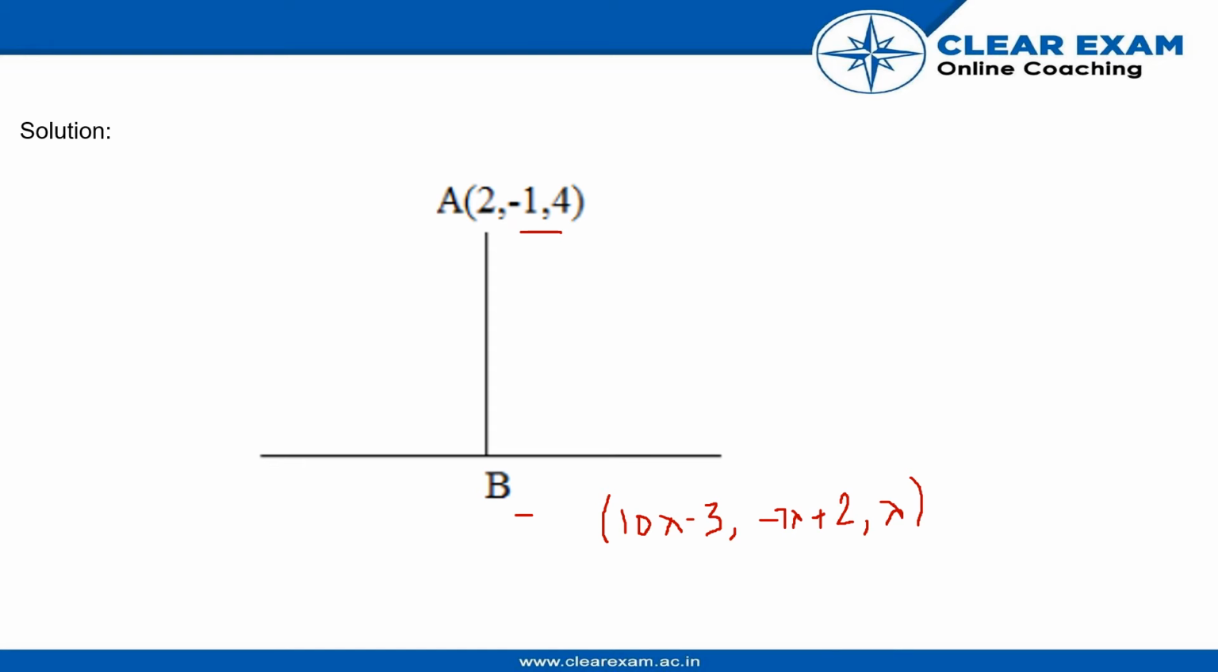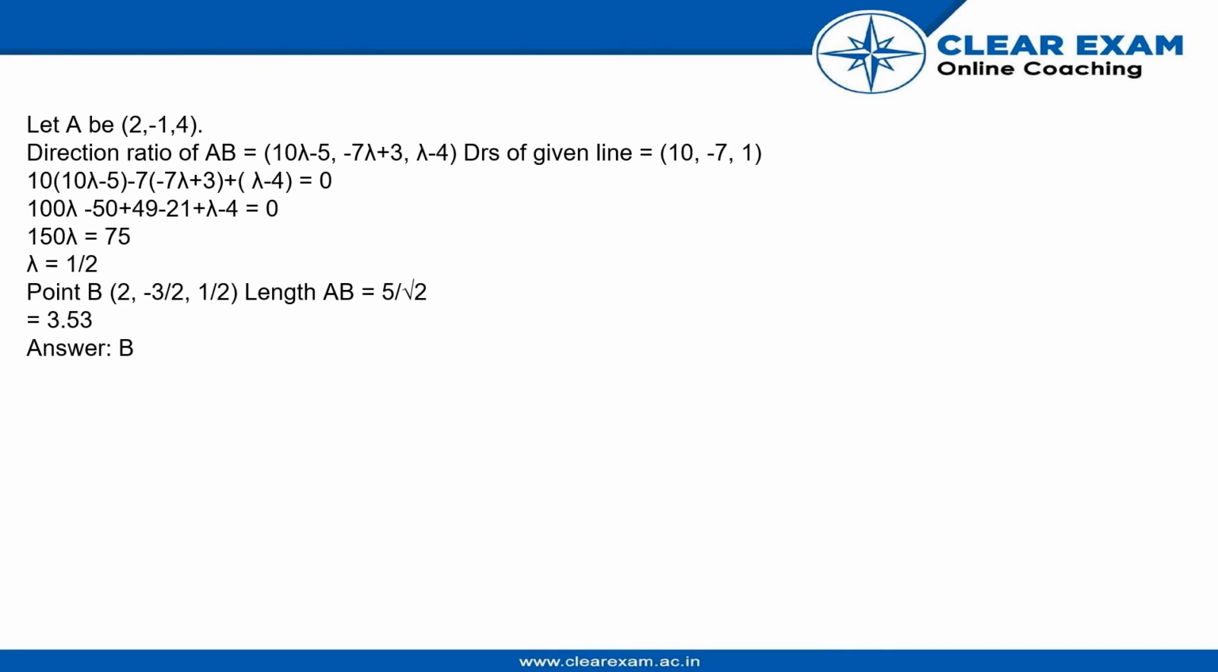We found these solutions through our equation, and similarly we can find the direction ratios of our line AB, which is (10 lambda - 5, -7 lambda + 3, lambda - 4), and the direction ratios of the given line are 10, -7, 1.